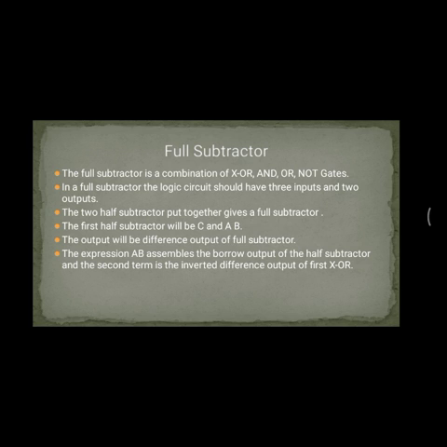The first half subtractor will take C and AB. The output will be the difference output of a subtractor. The expression of AB assembles the borrow output of the subtractor, and the second term is the inverted difference output of the first XOR.